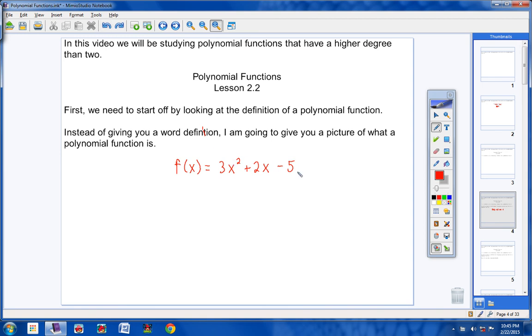It's okay to have an exponent of 0. In fact, this negative 5 right here really has an x to the 0 power, because anything to the 0 power is 1. So x to the 0 power is 1. You really have negative 5 times 1, because x to the 0 power is 1, okay? So it's okay to have x's that have a power of 0, you just won't usually see them, okay?